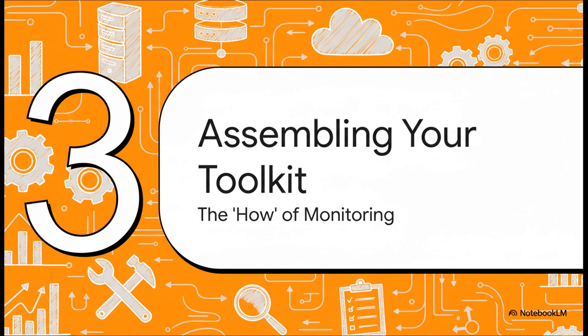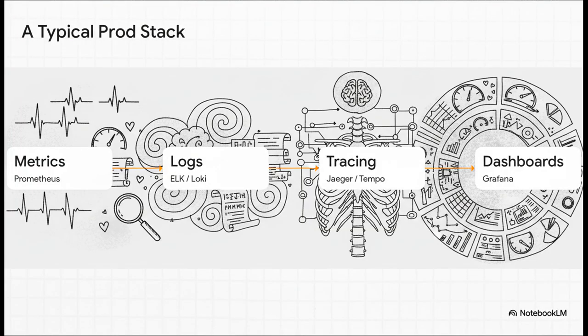So, understanding the pillars is the what, but that's the easy part. Now we've got to get to the how. How do we actually collect all this data and assemble this toolkit in a real production system? Here's a really common and super powerful open source stack you see all over the place. For metrics, you're going to use something like Prometheus to pull in those vital signs from all your services. For logs, you need a serious system like the ELK stack or Loki to get them all in one place. For tracing, you bring in a tool like Jaeger to get that MRI level view. And here's the key. You bring it all together in a visualization tool like Grafana so you can actually see the whole picture at once.